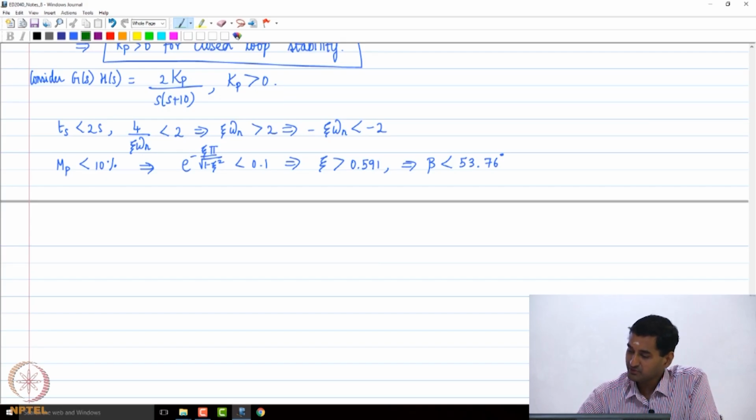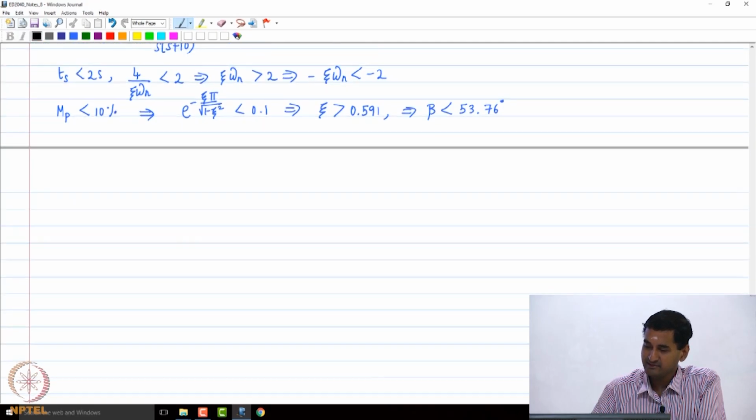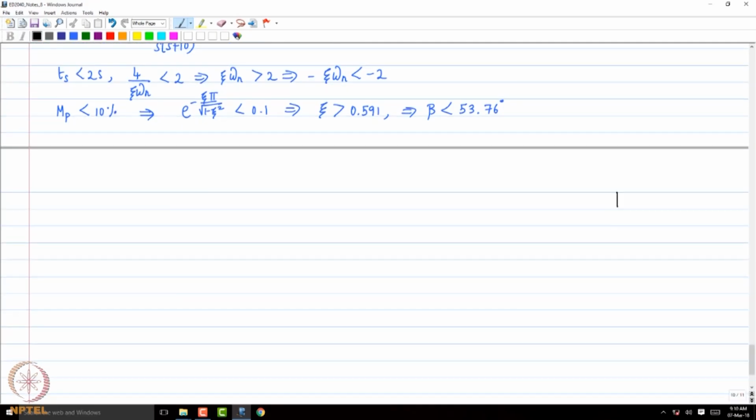So let me draw the S plane, and then we will start plotting these regions. Let's draw that. So this is the real axis, this is the imaginary axis, this is the S plane. This is the origin. Now let me draw the two desired regions. Okay, so let's say this is minus 2.